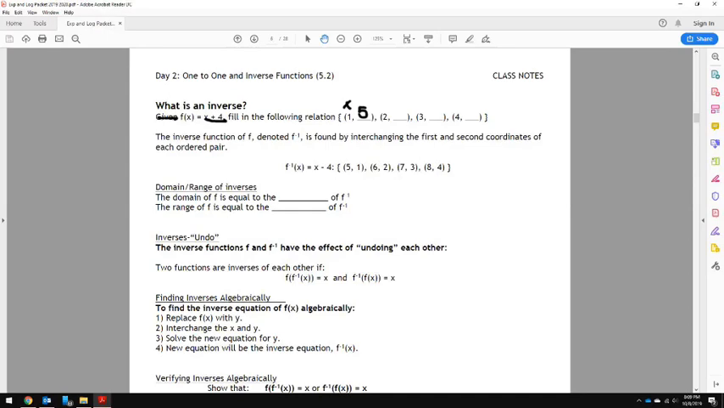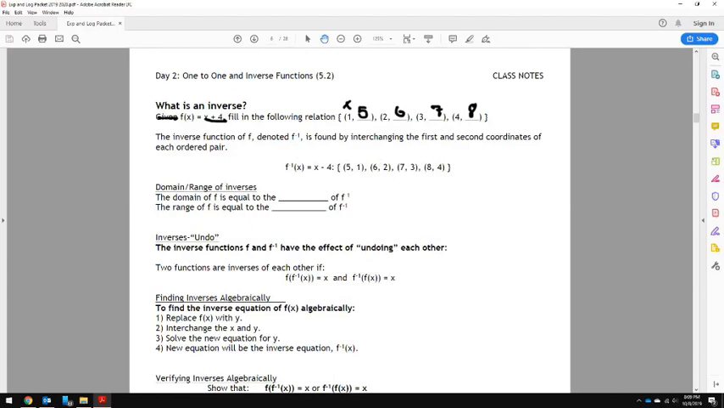f of x is equal to 5. 2 plus 4 is equal to 6. 3 plus 4 is equal to 7. 4 plus 4 is equal to 8. So we get the set of coordinates (1, 5), (2, 6), (3, 7), and (4, 8). And you get that just by adding 4 to the x value.